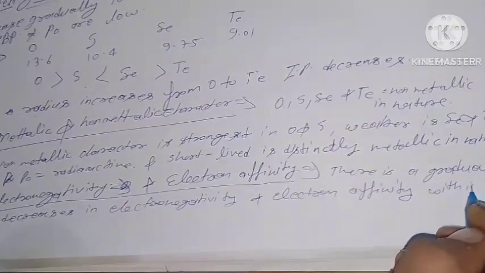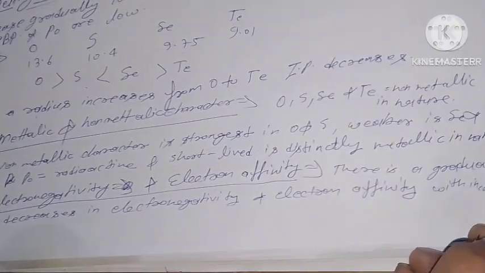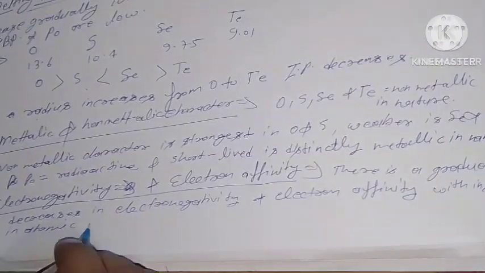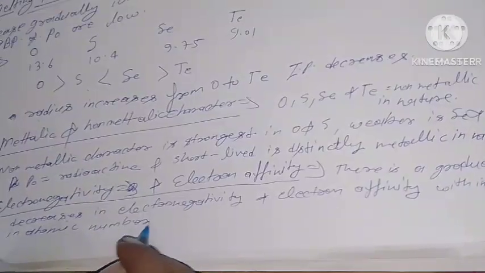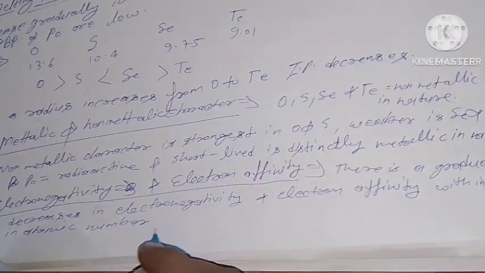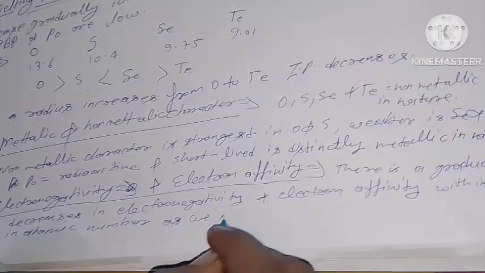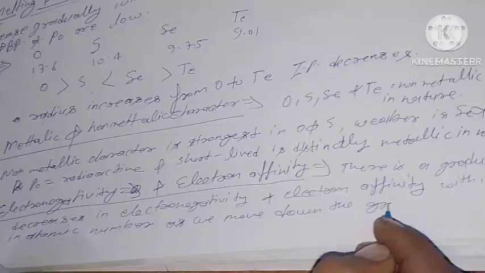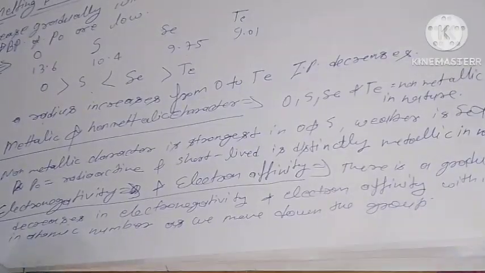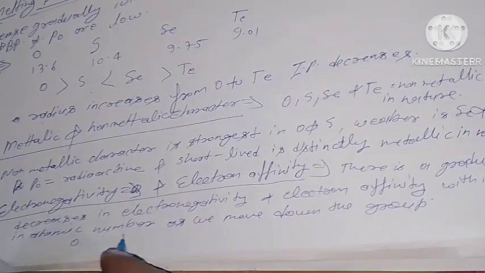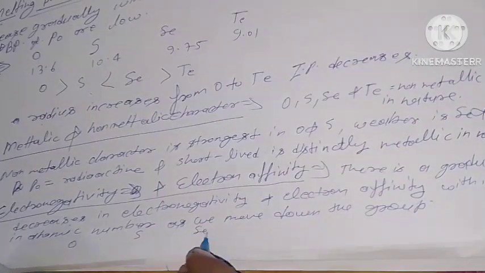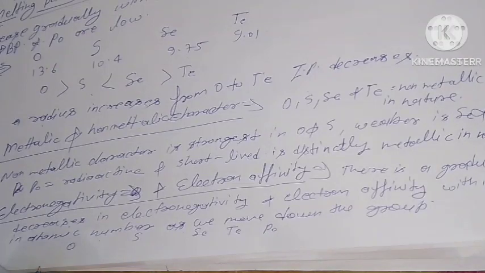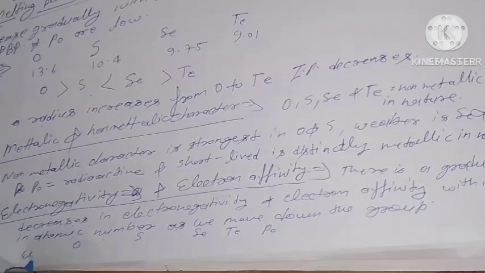There is a gradual decrease in electronegativity and electron affinity with increase in atomic number as we move down the group. For example, oxygen, sulfur, selenium, tellurium and polonium.